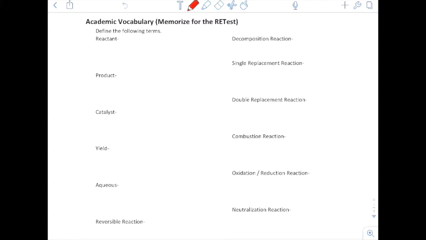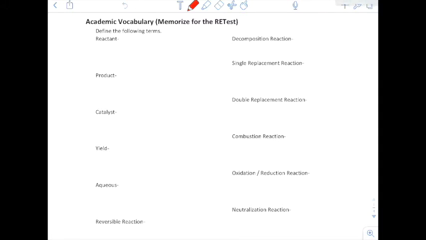A catalyst speeds up a chemical reaction by giving a place for the reactants to meet. Yield is another way to say product. Aqueous means that it is dissolved in water. So when you put salt in water and it dissolves, it becomes aqueous sodium chloride.